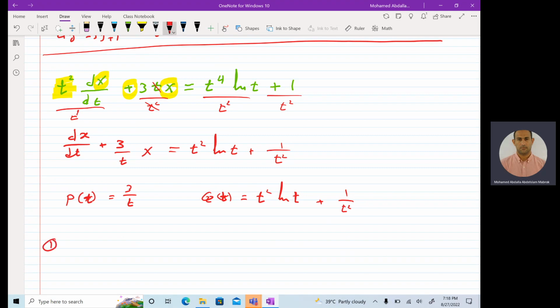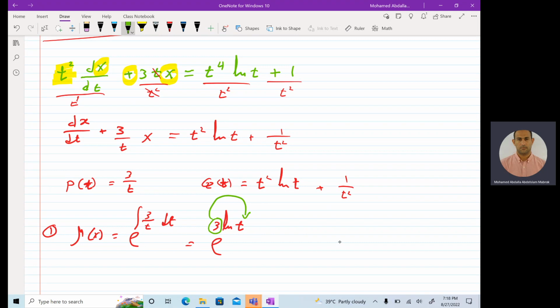First, number 1, find the integrating factor, which is mu of x, equal to e to the power integration 3 over t dt, which is e to the power 3 ln t. Now, remember, we cannot remove the e and ln in this current format. We have to take this 3 here. Why? Because we said that a ln b equals ln b to the power a, and the e and the ln are inverse functions if there is no factor here.